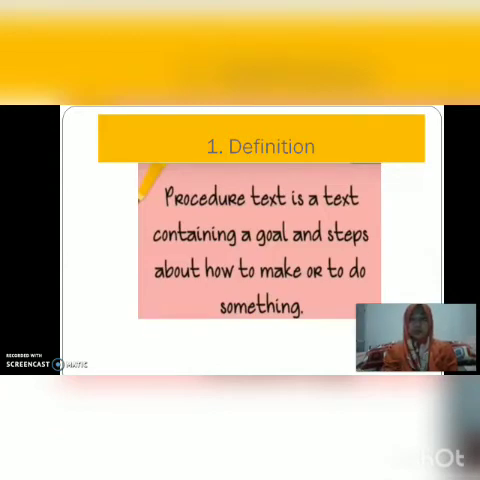The first one is about definition. Procedure text is a text containing a goal and steps about how to make or to do something. So procedure text is a text containing a goal or an aim and steps or methods about how to make or how to do something. Yeah, that is the definition of procedure text.